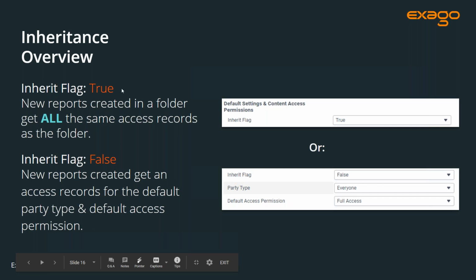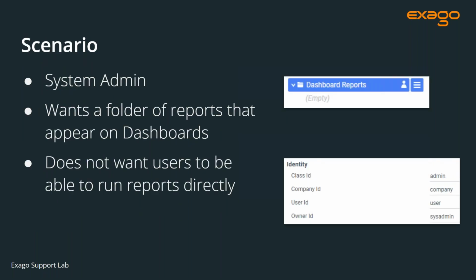When inherit is true, then when a report is created, it's going to look into the folder that it's being saved into, and it's going to copy all of those access records. So in this case, we can do something similar to what we did above, but we can use inheritance to do so.